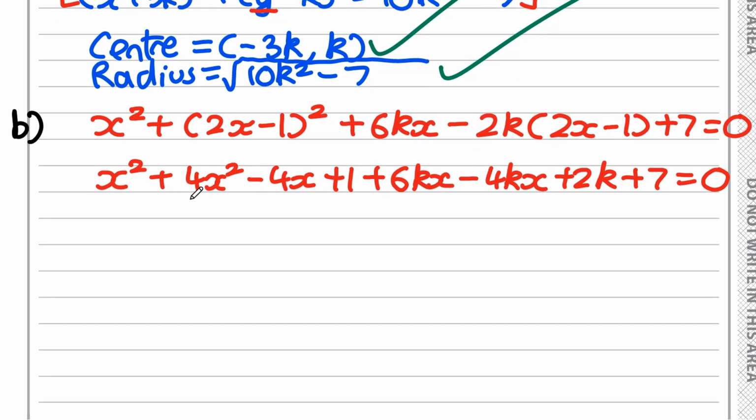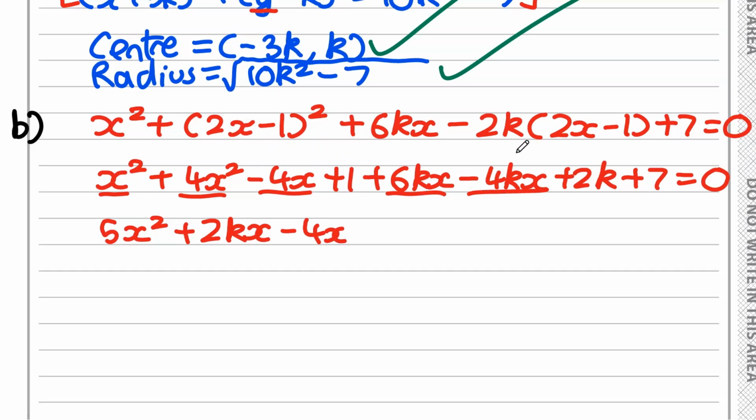We can simplify this by collecting the terms, so we have x squared plus 4x squared, which is equal to 5x squared. We have 6kx minus 4kx, which is equal to 2kx, and then we have this minus 4x. Here we have this 2k, so it's going to be plus 2k, and then we have plus 1 plus 7, which is plus 8, and this is equal to 0.